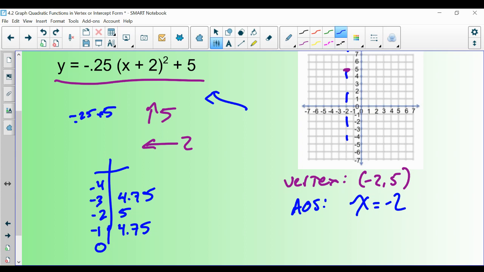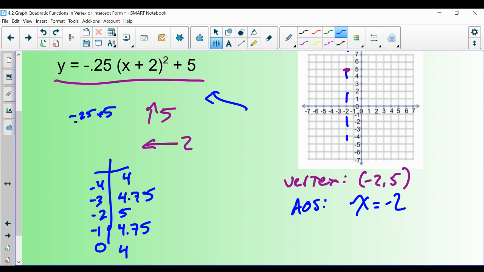All right, now I'm going to plug in 0 for x. Plugging in 0, 0 plus 2 is 2, and 2 squared is 4. Remember to do the exponent before you do that multiplication. Exponents come first in PEMDAS. So I have 4 right now. I multiply 4 times negative 0.25, and that's just negative 1. And negative 1 plus 5 is 4. So then I can reflect that.